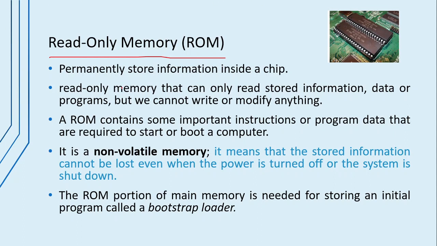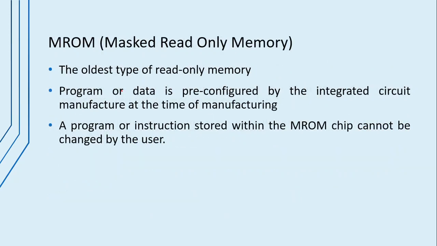Now this ROM is further classified into five different categories, so we will discuss them one by one. First is MROM, that is masked ROM, where ROM stands for read-only memory. This masked ROM is the oldest type of read-only memory, in which once you write your data in ROM, you cannot delete it.